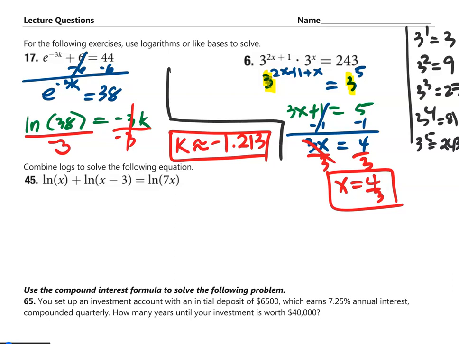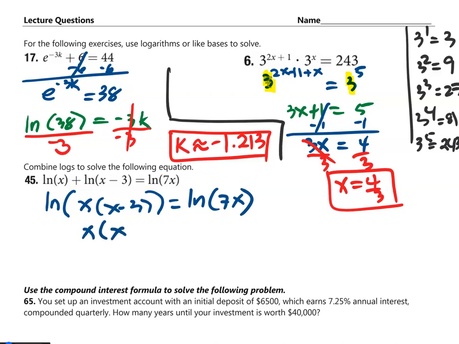Then number 45, combine logs to solve the following equation. ln x plus ln of x minus 3 is equal to ln of 7x, so meaning we can combine this as ln of x times x minus 3 equals ln of 7x. Both ln's now, so we can cancel those out. So now this is x times x minus 3 is equal to 7x. And then now we can solve for x. X times x is x squared minus 3x is equal to 7x.